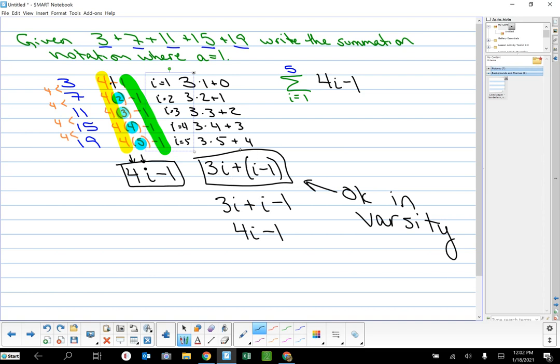You can put this answer in. This answer totally would be okay. It's exactly the same thing as this. Doesn't look like it right off the bat. And this certainly doesn't look like this, right? This is multiples of 4. This is multiples of 3. But really, it's kind of the same thing.